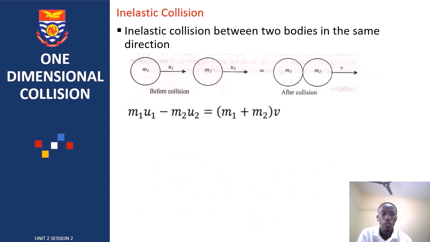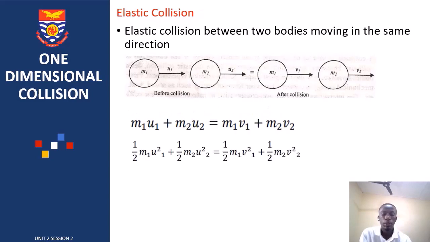Let's look at the third situation here. Here we have an inelastic collision between two bodies moving in the same direction. So before collision is always equal to after collision. So we get m1 u1 minus m2 u2 to be equal to m1 plus m2 all multiplied by the same velocity after collision, that's v.